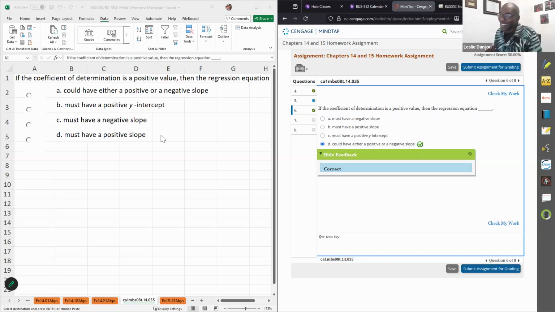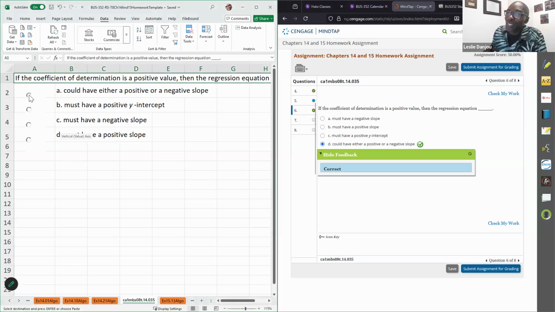All right, that will be your answer. Please make sure that you ratify it. I'm going to select it. It could have either a positive or negative slope.